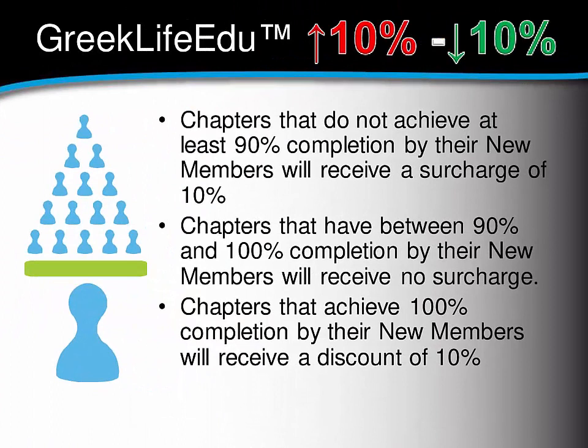Chapters that utilize fraternity resources to educate their newest members are rewarded with a discount, even though it is a requirement of our new member education. And the chapters that do not successfully use this tool receive a surcharge for their inability and lack of commitment. Chapters that do not receive a 90% completion by their new members will receive a surcharge of 10%, while chapters that achieve completion by all new members will receive a discount of 10%.